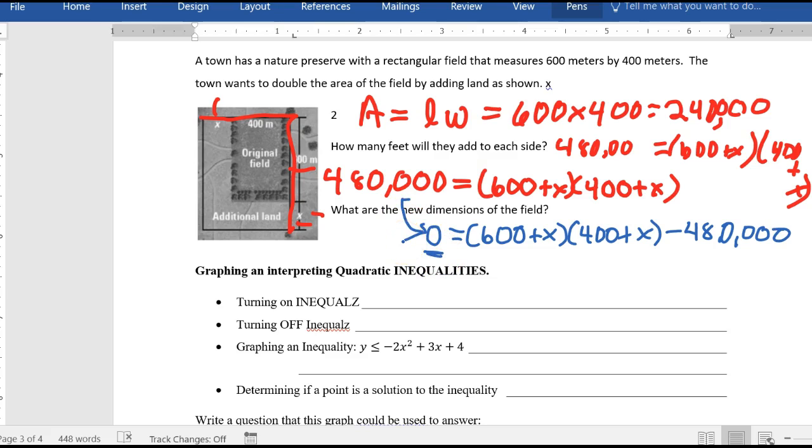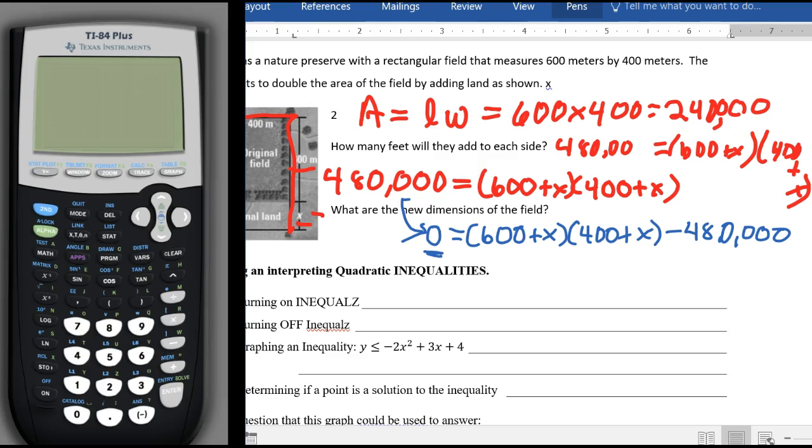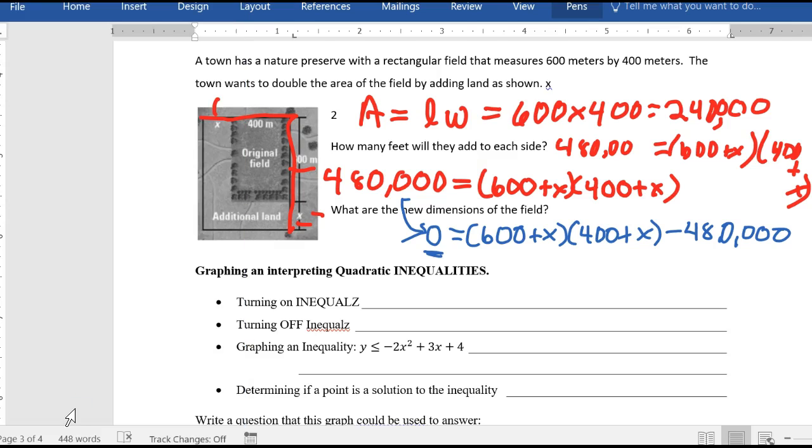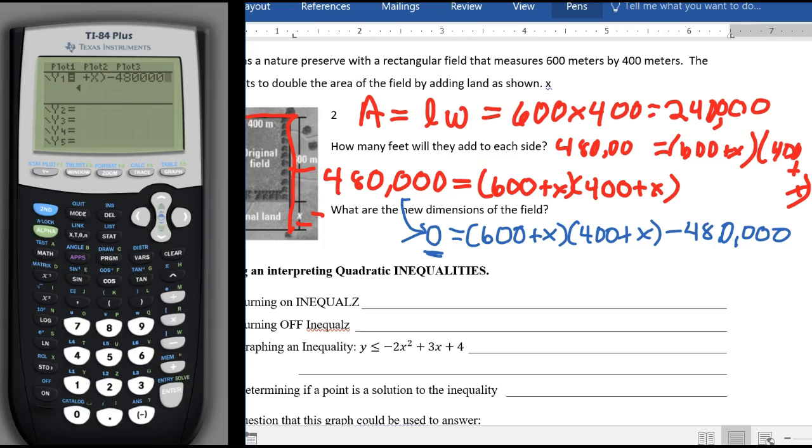So we're replacing 480,000 with 0, because then in our calculator, we type in y equals, and I'm going to clear this equation out, and I'm going to put in parentheses 600 plus x, close those parentheses, times 400 plus x, and then minus 480,000. And if I can see where this graph crosses the x-axis, that's where y equals 0, and that's going to be my solution that I'm looking for.